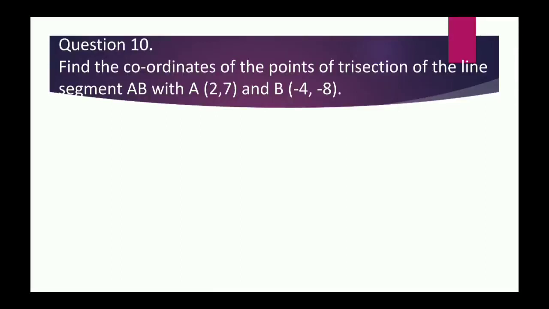So I have a segment AB which is divided into 3 sections. So we have to find the coordinates of the points of the 3 sections. Okay, so I am solving only one sum. The remaining sums, the 10th, 11th and 12th, are the same kind of question. You can refer to this sum and solve them.